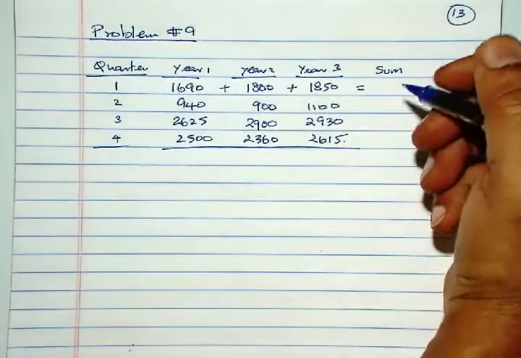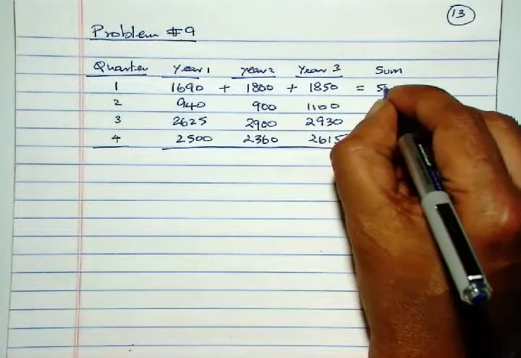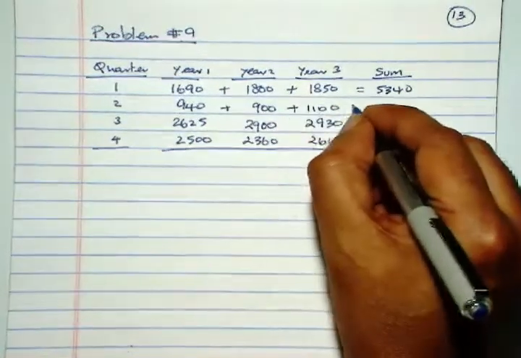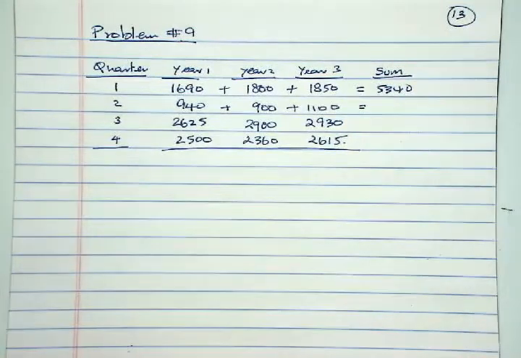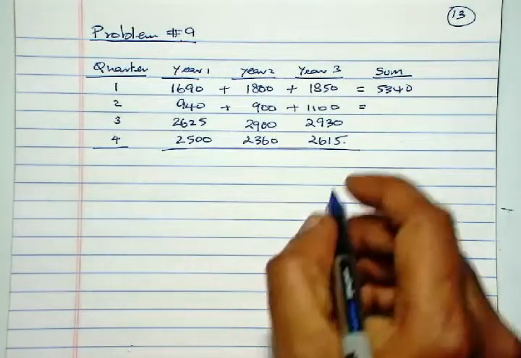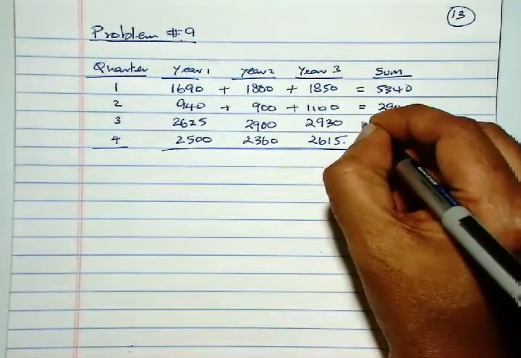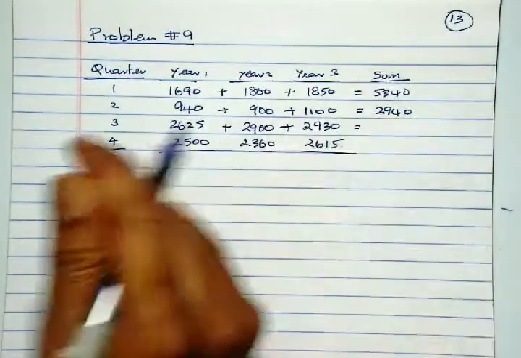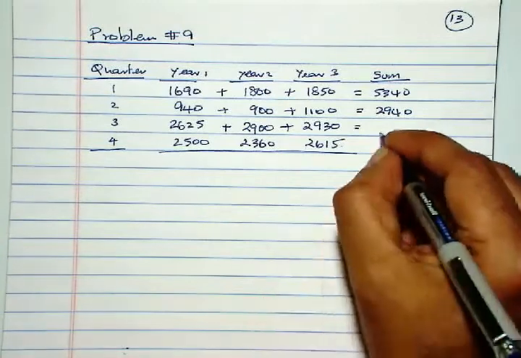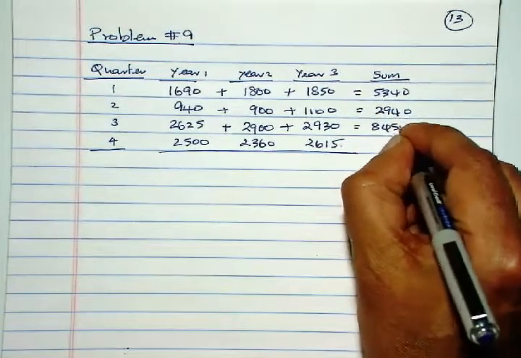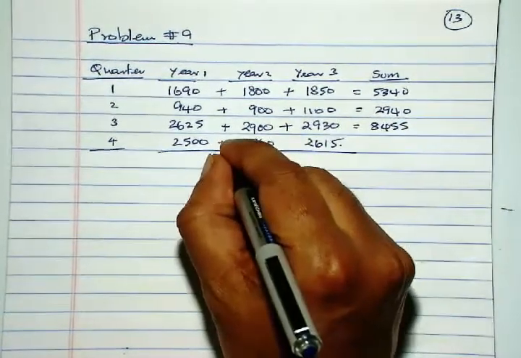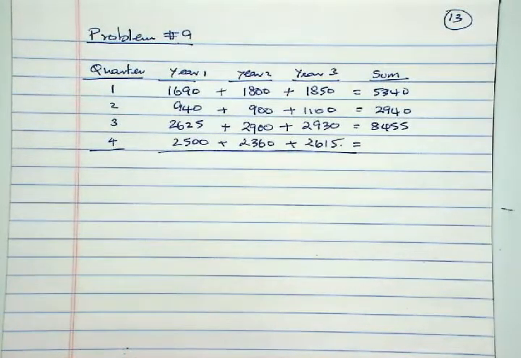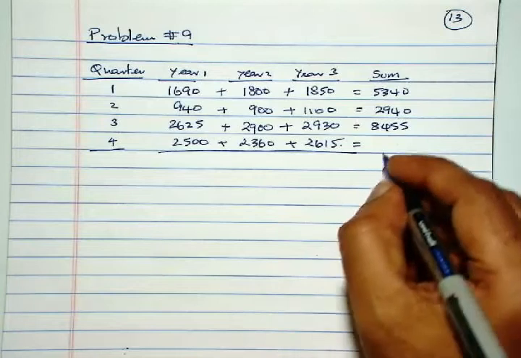The sum is 5340 for the first quarter for the 3 years, 2940 for the second quarter, 8455 for the third quarter, and for the fourth quarter it is 7475.